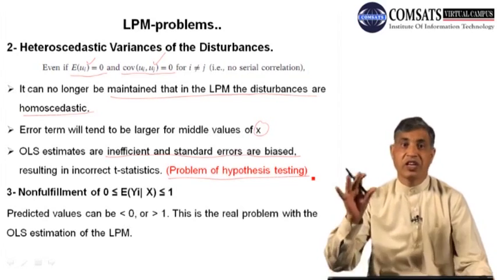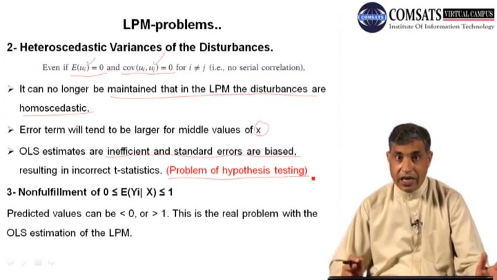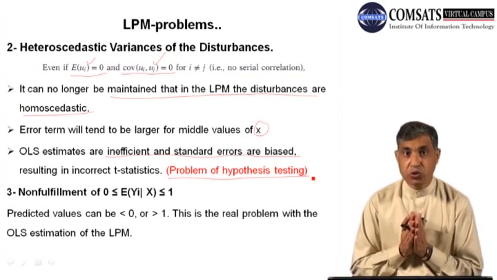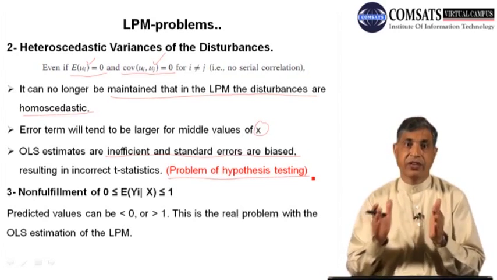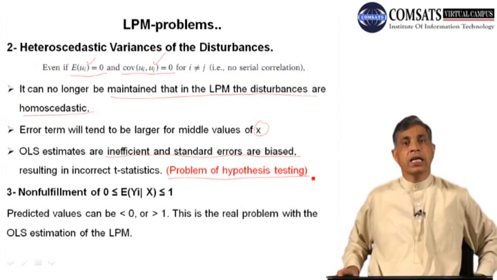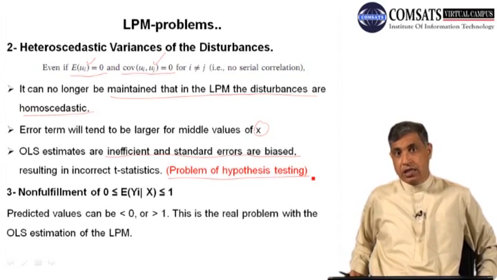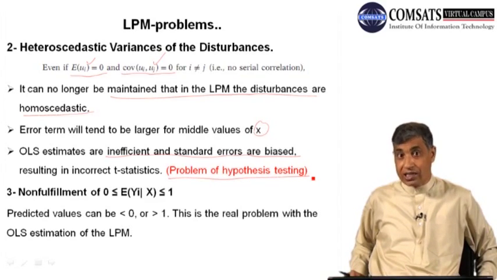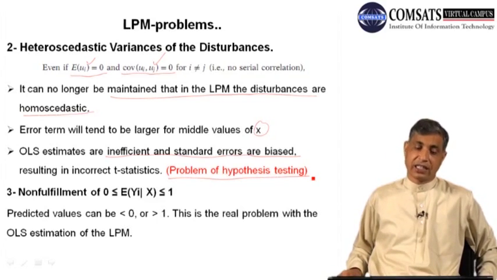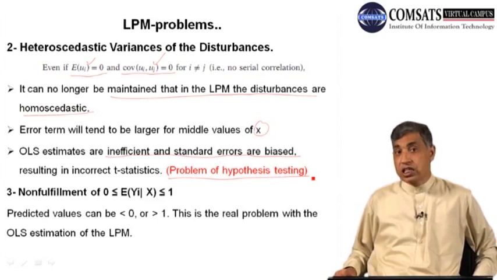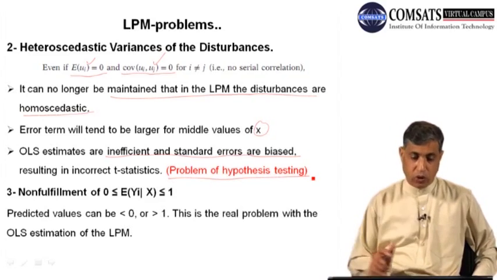Why does this occur? Because the variances are high, and as the variances are high, you can immediately guess the confidence interval becomes wider and wider. The acceptance region of the null hypothesis increases, and there are more chances that you will accept the null hypothesis rather than rejecting it. This was the second problem with the OLS estimator.